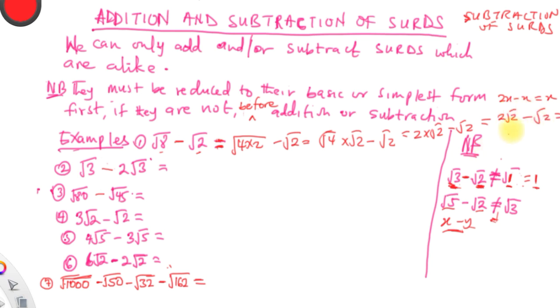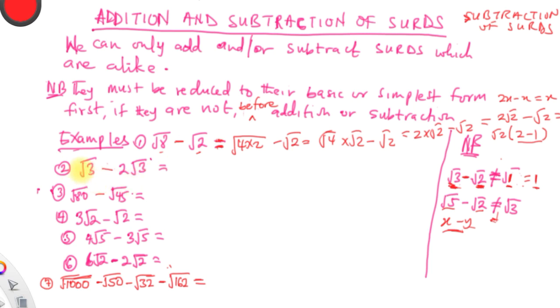Okay, so I hope you understand. If you like, you can use factorization too. Here you can factorize square root of 2 out. It's a common factor. Then we get 2 minus 1 in the bracket. 2 minus 1, you get 1. So at the end of the day, you get square root of 2 times 1, which is square root of 2.